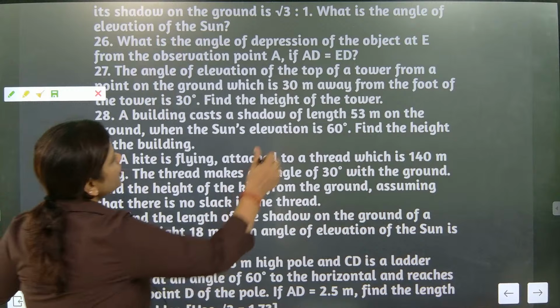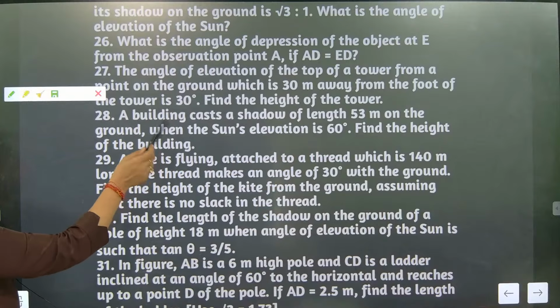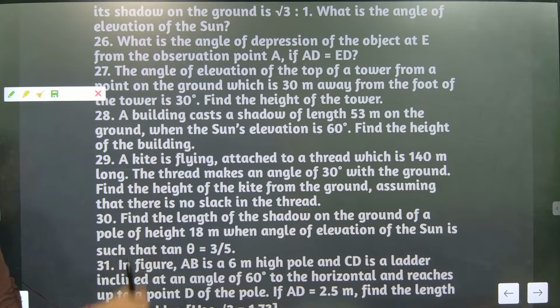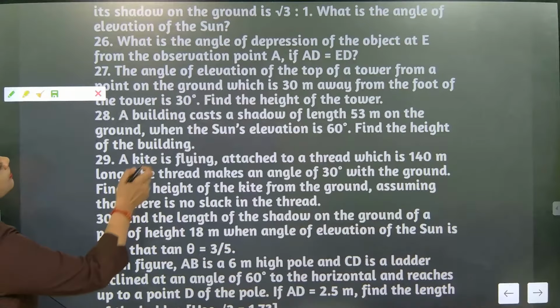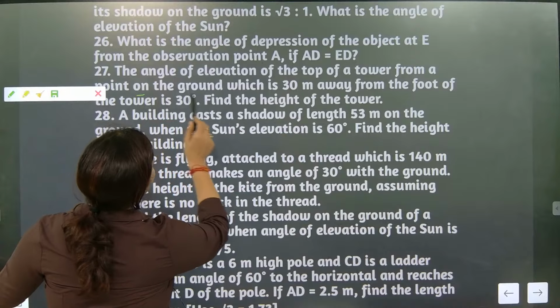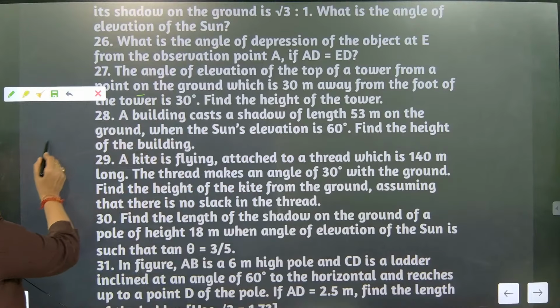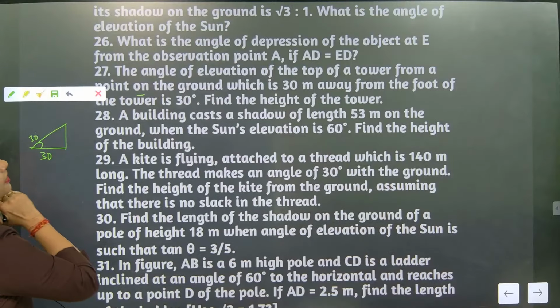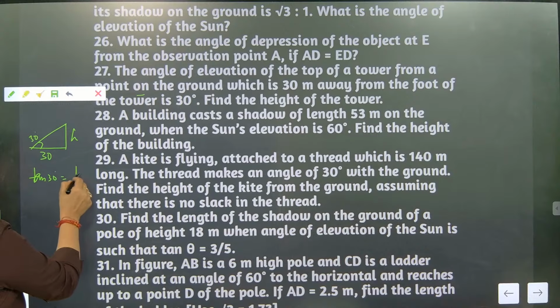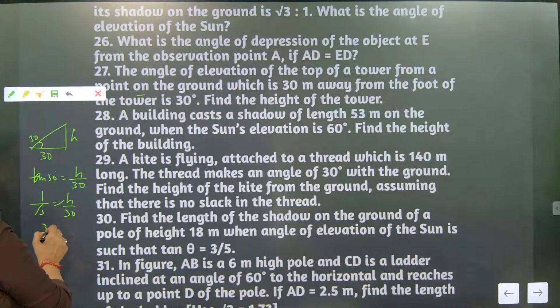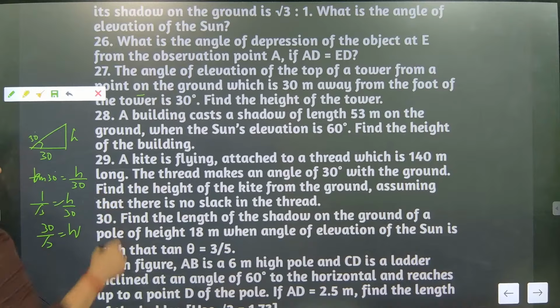Now look here. The angle of elevation of the top of a tower from a point on the ground, which is 30 meter away from the foot of the tower, is 30 degree. Find the height of the tower h. So tan 30 degree is equal to h by 30. So 1 by root 3 is equal to h by 30. So 30 by root 3 is equal to the height. Done?